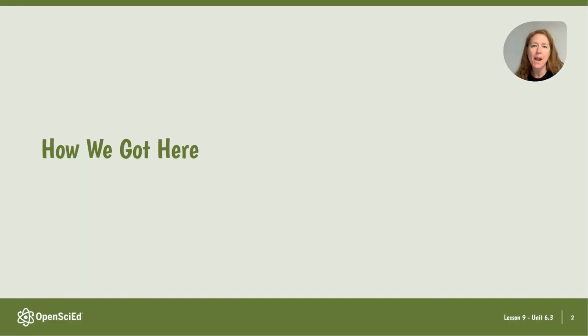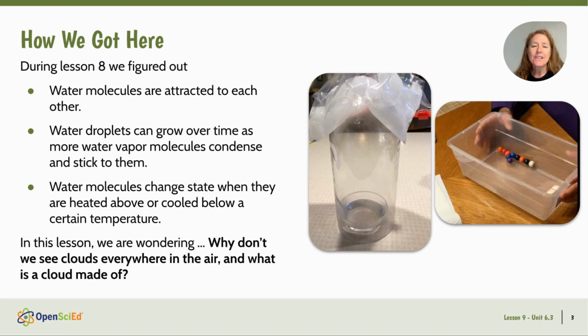First, let's think back about how we got here. During Lesson 8, we ran 3 mini investigations to figure out more about the behavior of water molecules. So we figured out that water molecules change state when they're cooled below a certain temperature. And as more and more water vapor molecules condense, they stick together and form larger droplets. And that made us wonder why we don't see large water droplets everywhere in the cooler air above us, which is what we'll work to figure out in this lesson.